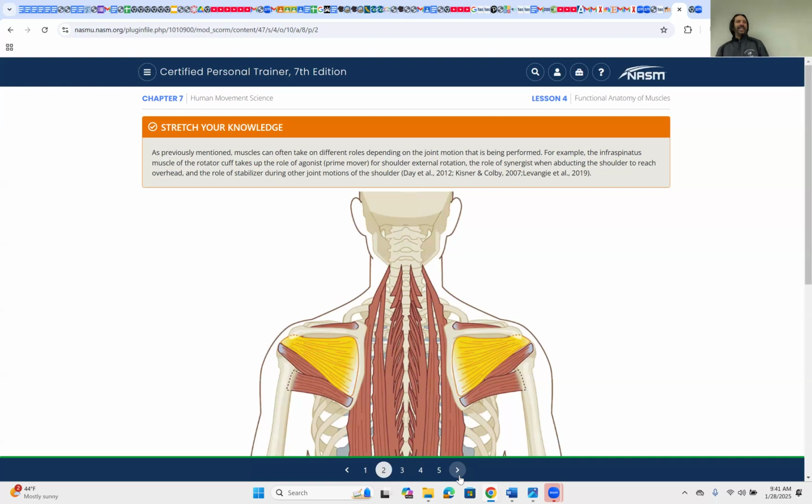Number four, agonist. An agonistic muscle. What does it mean to you? If I were to tell you the hamstring is the agonist, what does that mean to you?